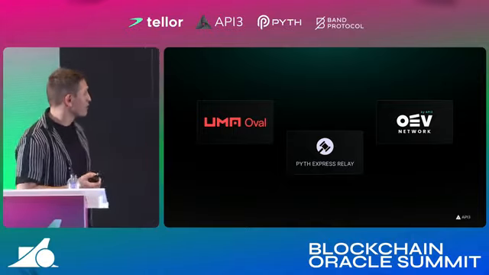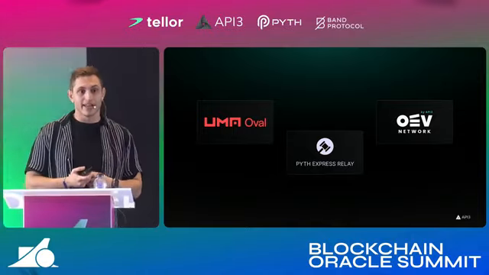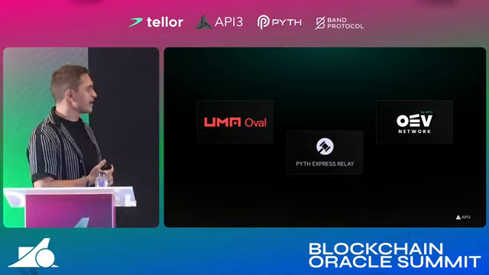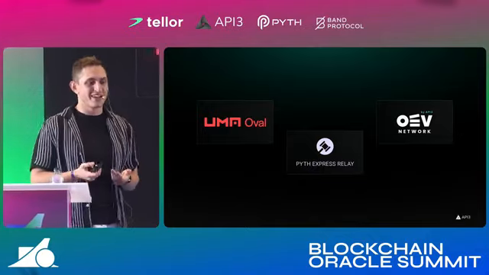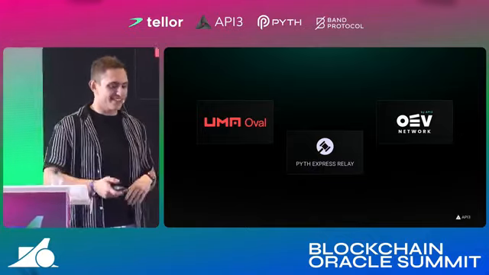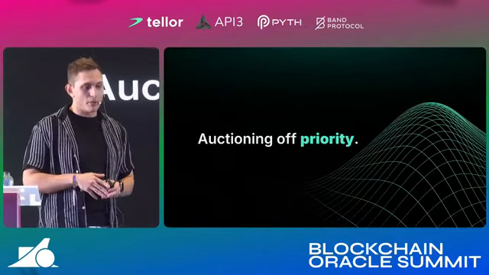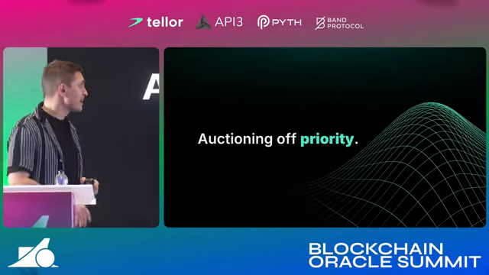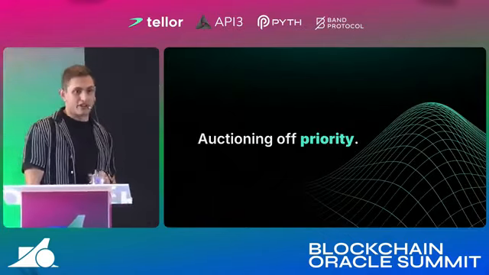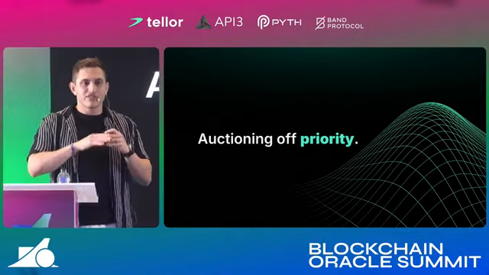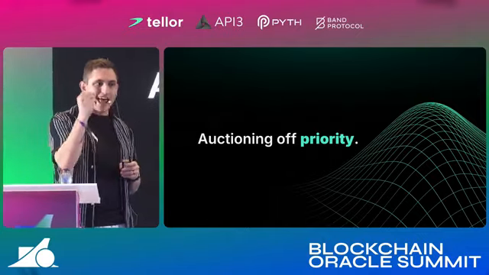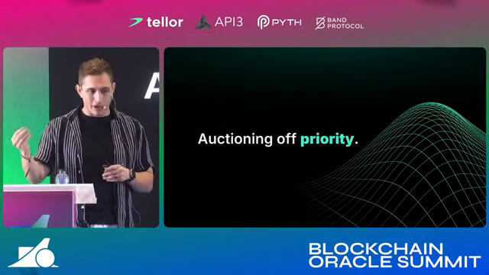I'm going to start off with Yuma's Oval because they released roughly in January. Then I'm going to go into Pyth's Express Relay and obviously finish with our solution. And what all of these have in common, and what I already said in the panel, is that they are auctioning off priority. And how that priority is created kind of differs, but the general idea is you get access to something in a privileged way.